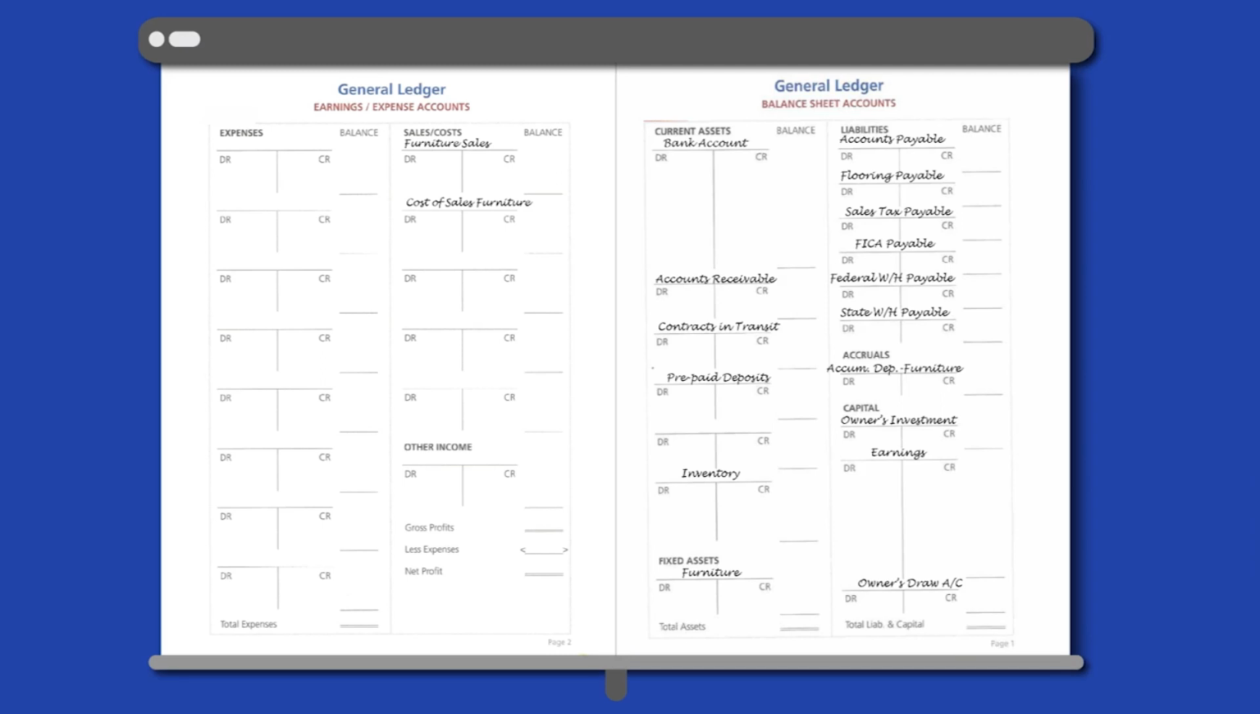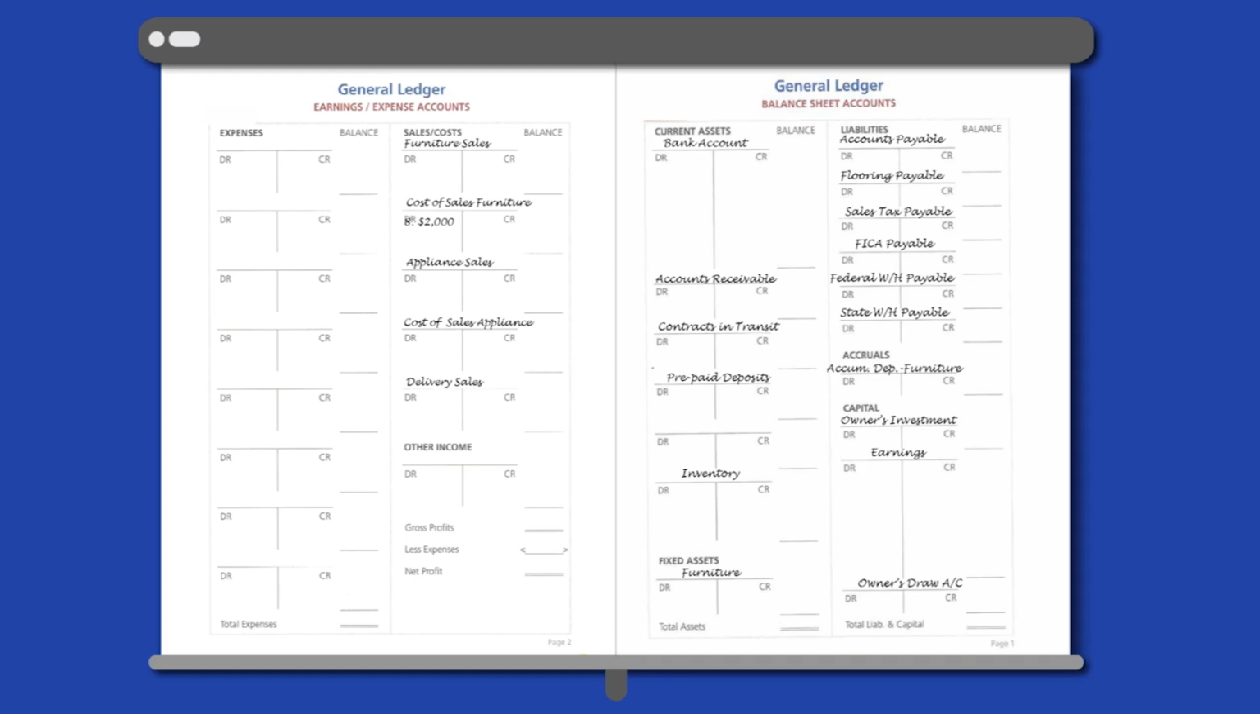We also sell appliances, and we want to break that out as a separate account. So we'll have appliance sales. What else do you think we'll have? Cost of sales appliances. And then unlike many furniture dealers, we charge for delivery. So we'll have a delivery sales.